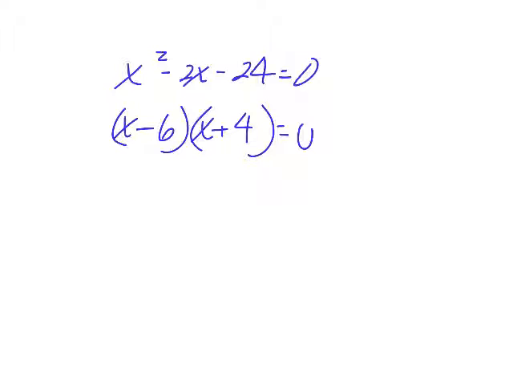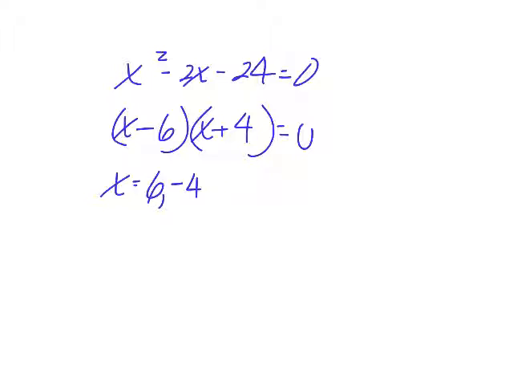Okay. Because negative 6 times positive 4 is negative 24. Negative 6 plus 4 is negative 2. So that will work. And then what is my answer? That's just factored. What's my answer? x equals 6 or x equals 4.